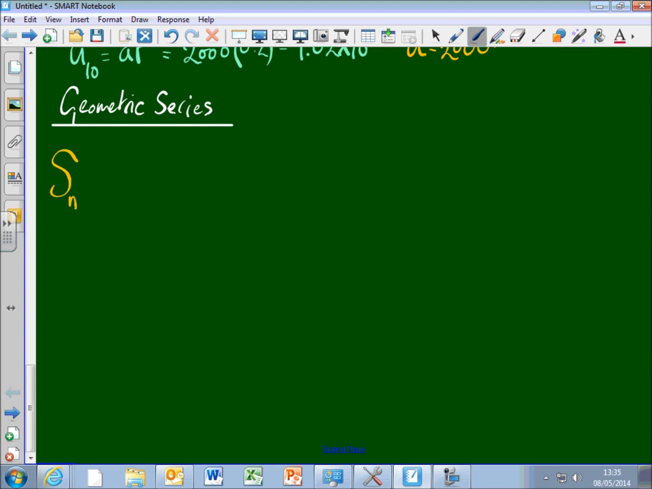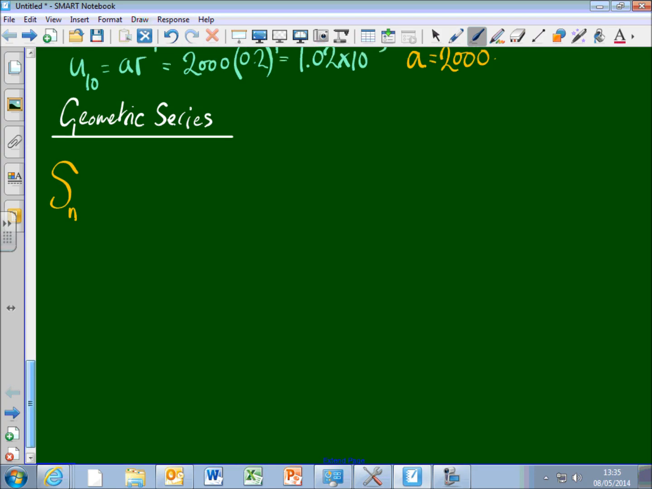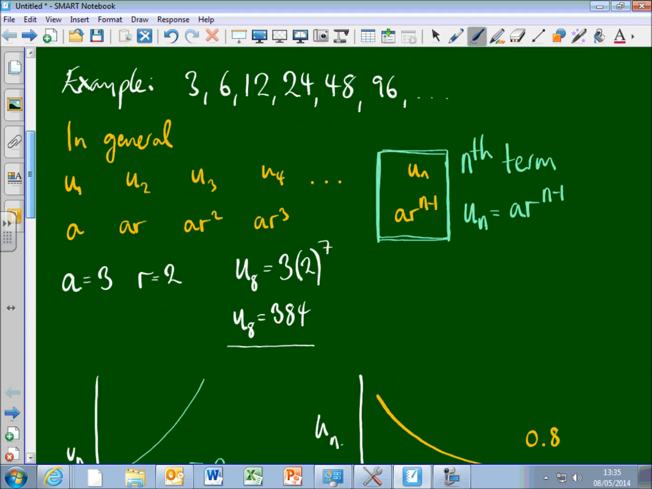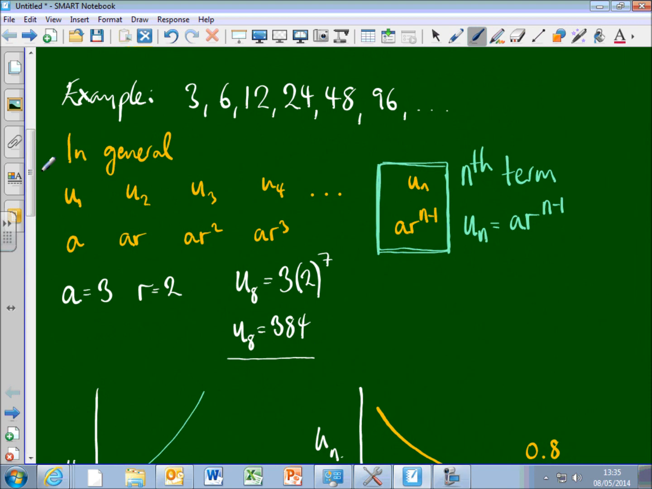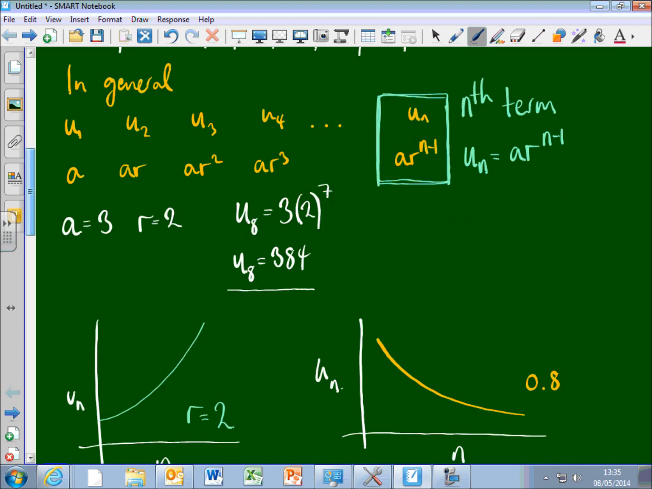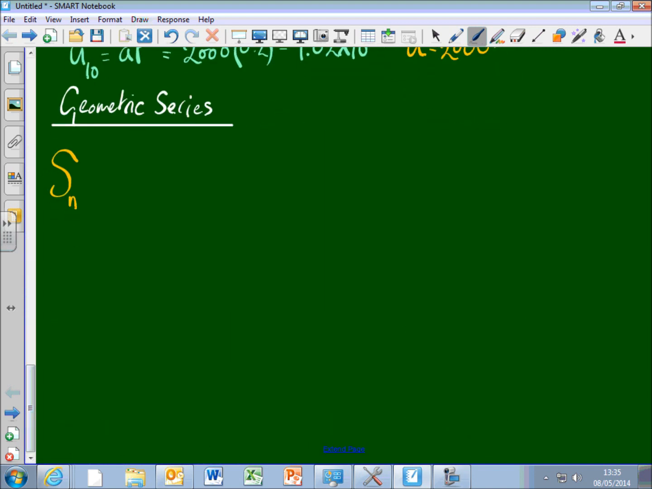So if I go back to the example I had before, here's a sequence: 3, 6, 12, 24, 48. If I wanted the sum of the first 5 terms, that would be me saying 3, add 6, add 12, add 24, add 48. What does it all add up to? You get it? Okay.